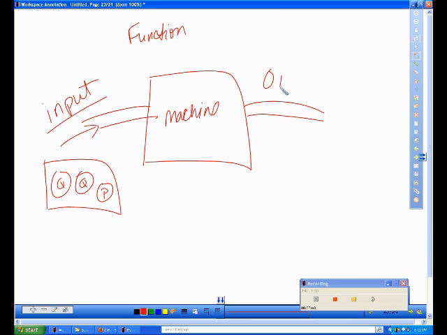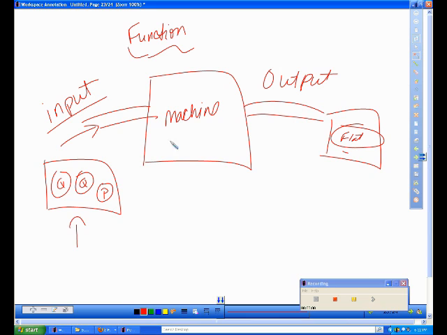Then what comes out is called output. And, of course, it's just your little flat penny that comes out. So the input is what goes into the machine. The output is what comes out. In this case, it was 2 quarters and a penny goes in, and your little flat penny with some kind of design on it comes out. This is an example of a function.